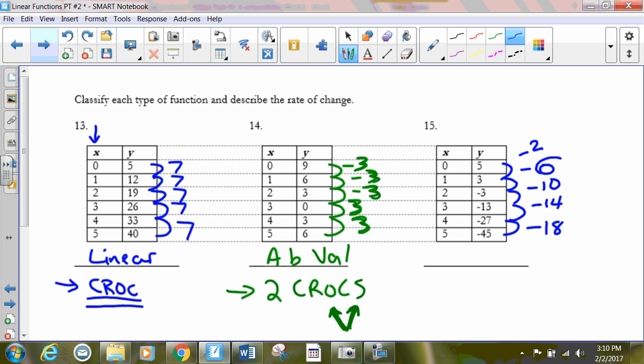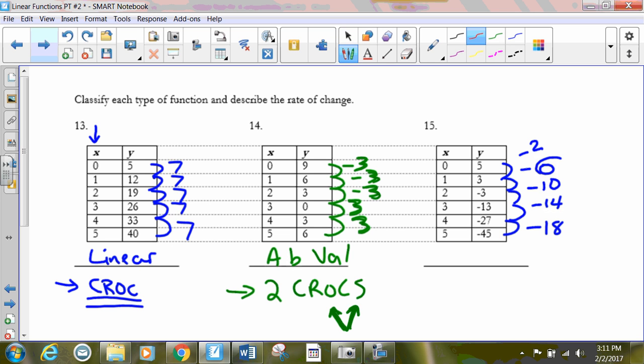Nothing special going on here, right? It's not linear. It's not absolute value. We look for a multiplier. And at first it looks like, oh, well, maybe 3 is our multiplier, right? Negative 2 times 3 is negative 6. Negative 6 times 3 is negative 18. So there's no multiplier because that's not a negative 18, it's negative 10. So when we know it's not linear, absolute value, or exponential, we automatically go, well, it's quadratic.